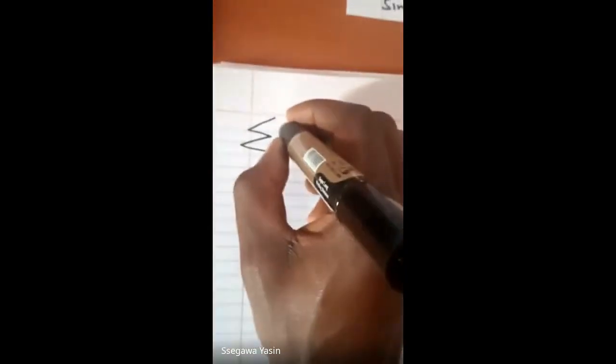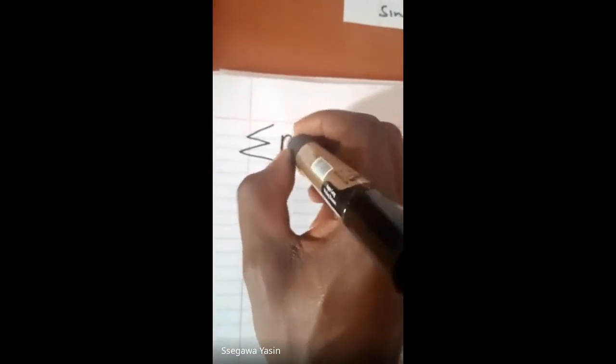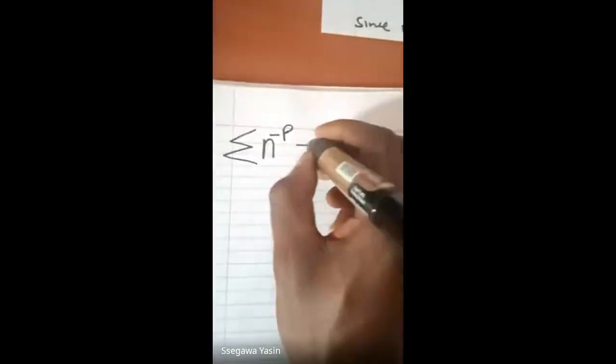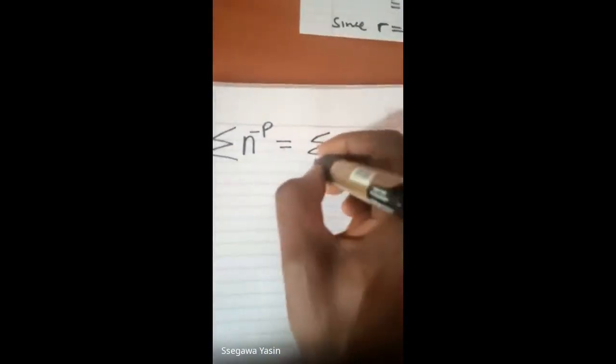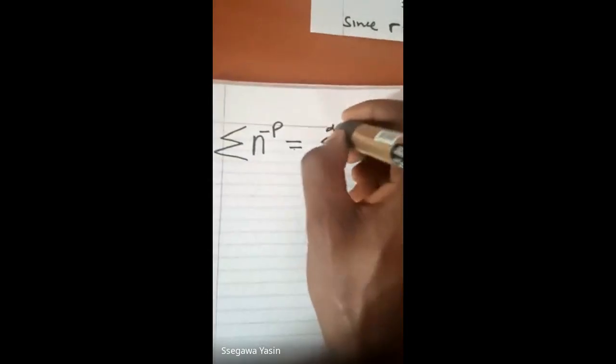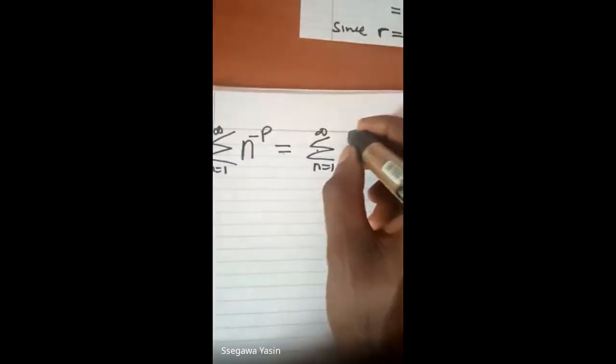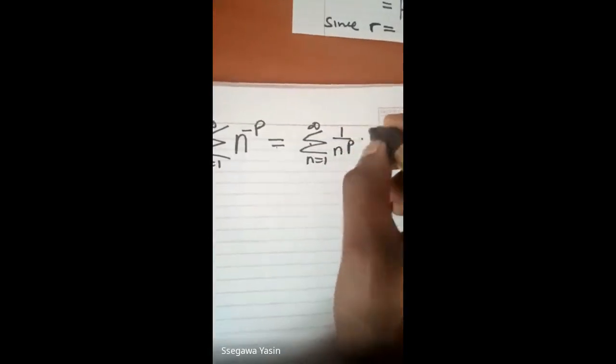Please, can you repeat for me how you see that p is less than or equal to 1? Okay, let's do this. If I go back, we have said if you are having an expression of this nature, this is n to power negative p. This is the same as summing n from 1 up to infinity of 1 over n to power p.